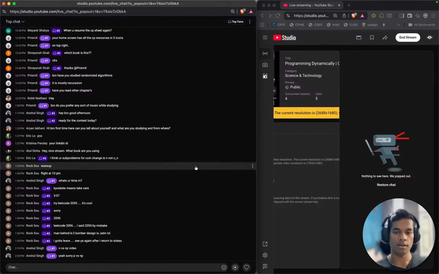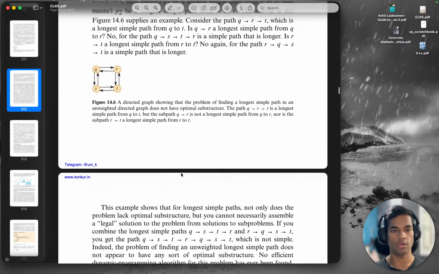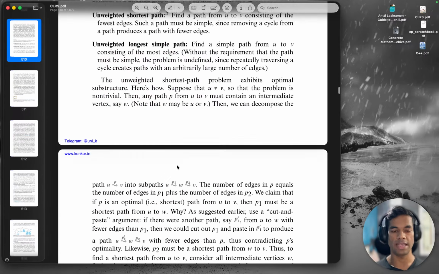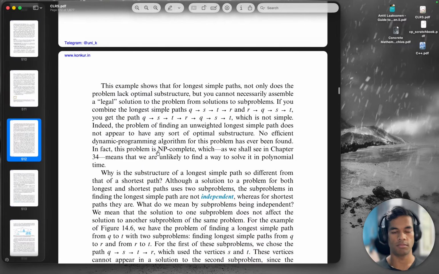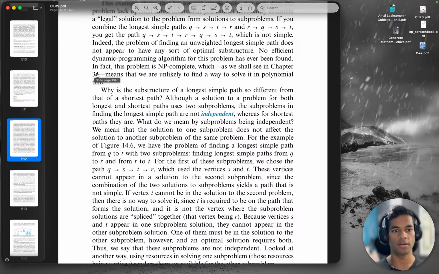Sudoku is in the NP set, and also traveling salesman is in the NP set, and the satisfiability problem is also in the NP set, and the satisfiability problem is NP complete. And also this second question here, unweighted longest simple path, is also NP complete. It will be very fun to read that chapter 34.